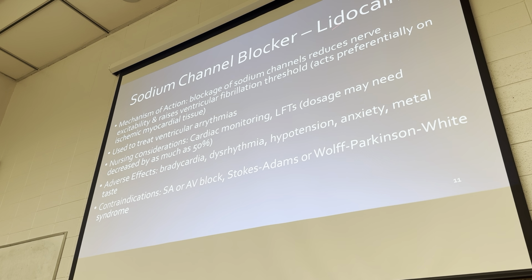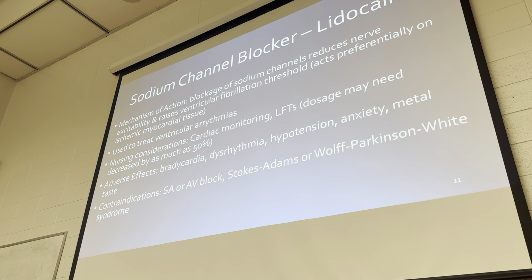Lidocaine, the one thing that's really nice about it, it kind of went out of favor for a while, and we really only focused on another drug that we'll talk about later. But lidocaine is one of our ACLS drugs again now for the last few years. But the nice thing is that it acts preferentially on the ischemic myocardial tissue, so it really helps with those. So this is going to be used to treat those ventricular arrhythmias. Because again, we need to decrease the rate of depolarization. We need to slow that down.